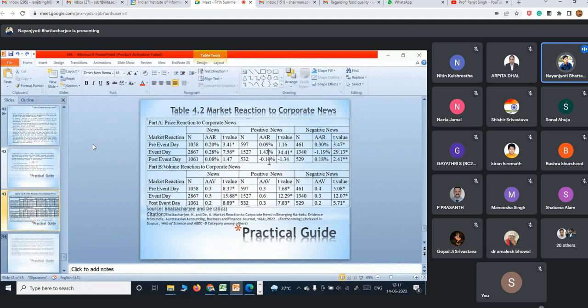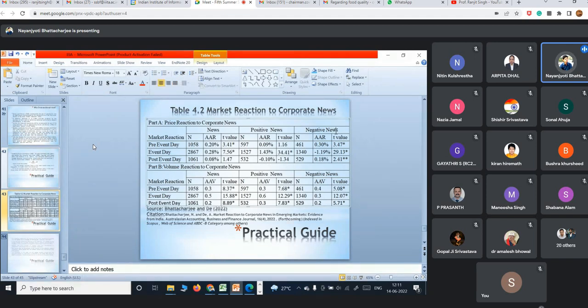But again, because the price reaction on the succeeding day is not statistically significant, one needs to gather more evidence. But the preliminary inference one can draw is that perhaps there is some indication of overreaction to positive news flows.